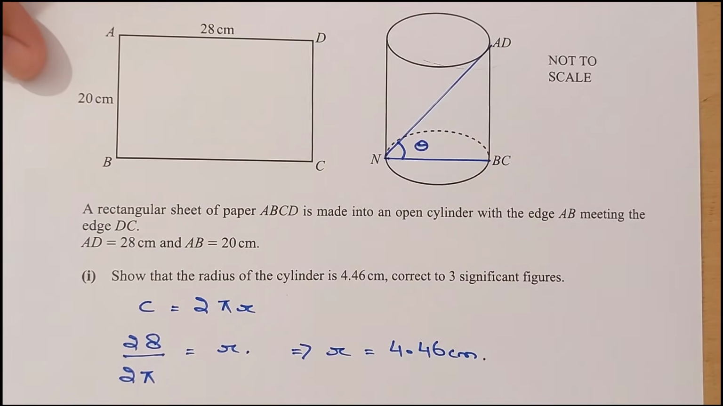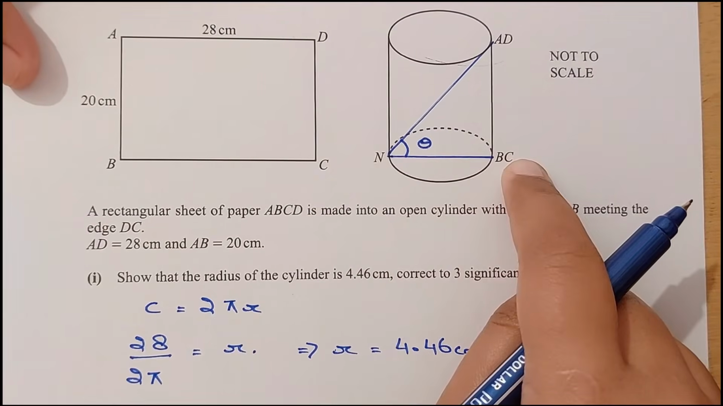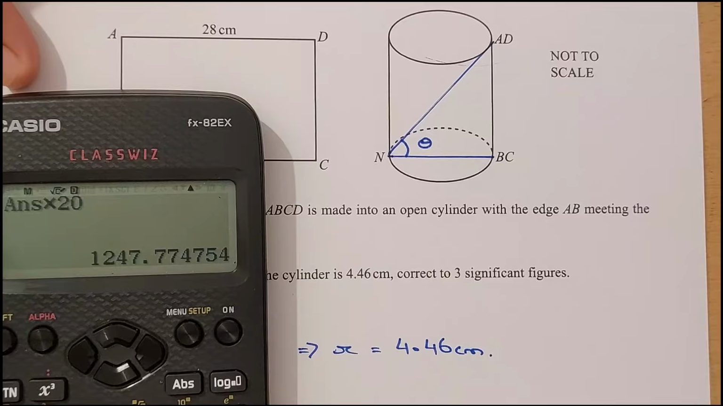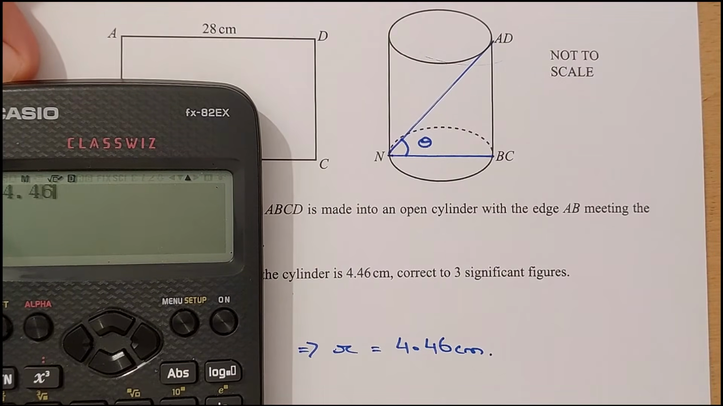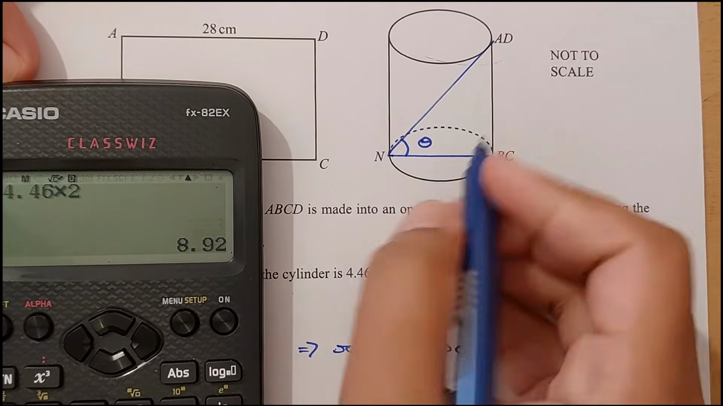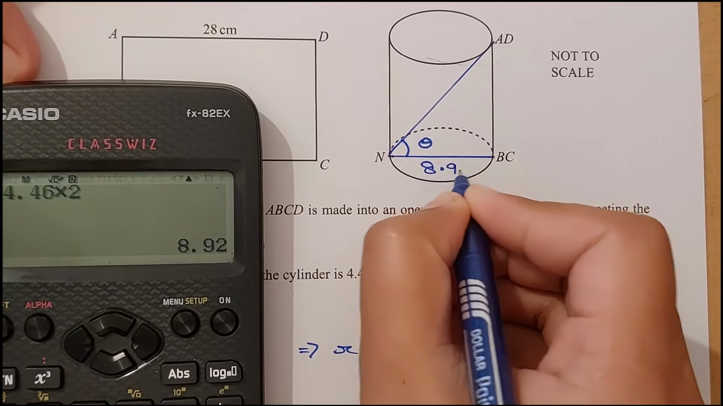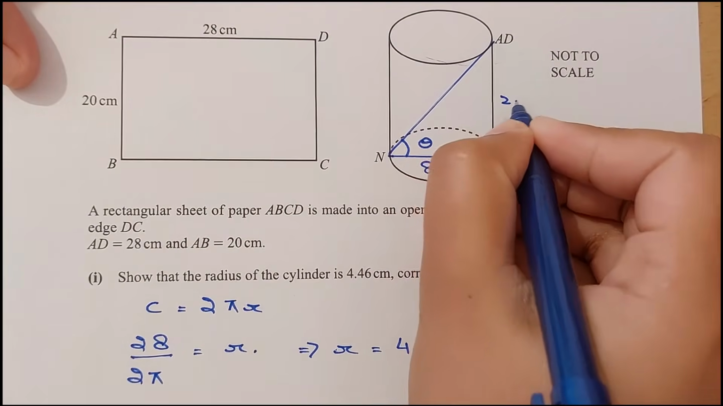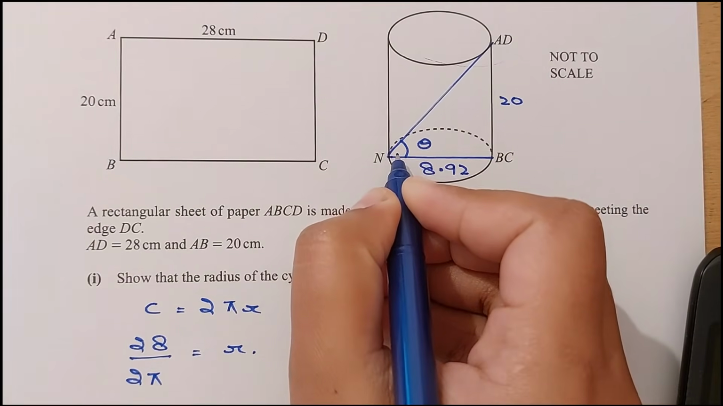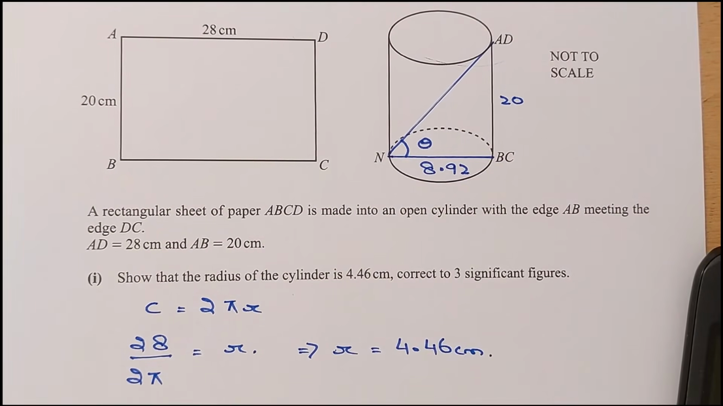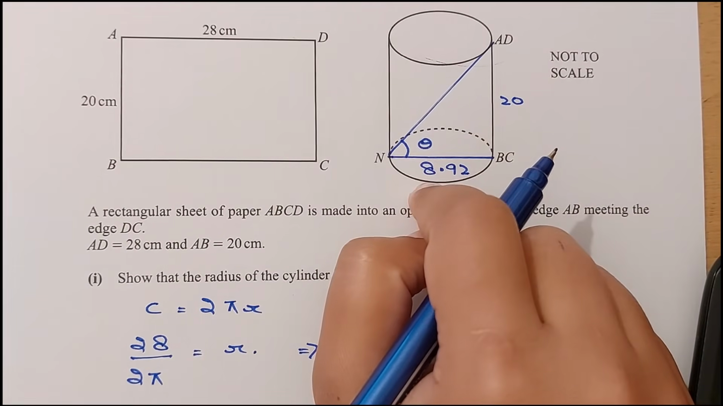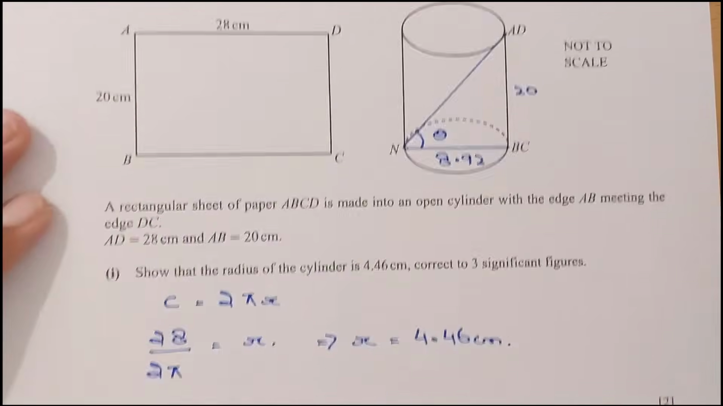NB is the diameter, that is 2 times the radius. This is a radius, we have to times it by 2. So 4.46 times 2, this is 8.92, the diameter, and we know this AB is 20 centimeters. We can find this angle if we consider this a right angle triangle. We use SOHCAHTOA. We have opposite and adjacent sides, so we use the tangent ratio.